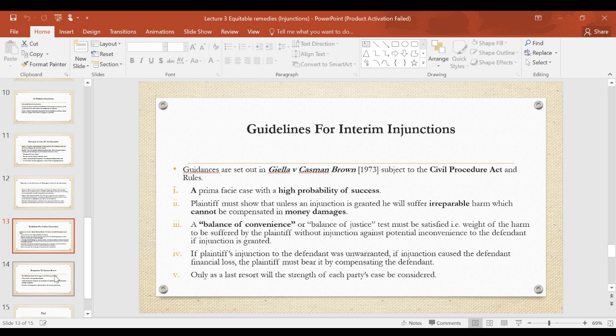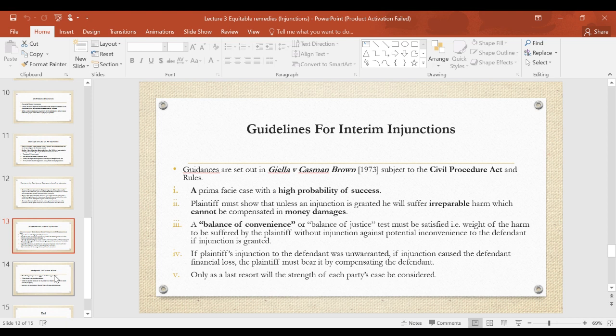Another, third element which has been provided is the balance of inconvenience, or the balance of justice, which must be satisfied by the plaintiff, through weighing of the harm which is to be occasioned to the plaintiff should this relief of interim injunction not be given, against the inconveniences which are to be occasioned to the defendant if this injunction is granted.